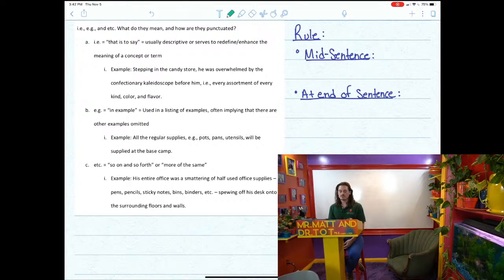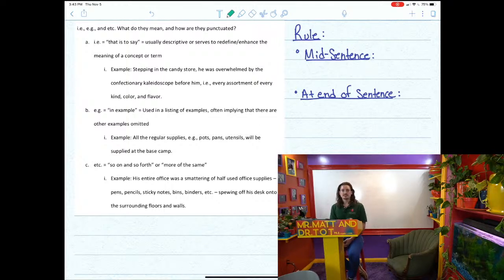I want to talk about the abbreviations i.e., e.g., and etc. So what do they mean and how are they punctuated? So i.e., a lot of students think that i.e. and e.g., first of all, mean the same thing or are interchangeable, when they're not. They do mean different things. And there's also a misconception that i.e. is an abbreviation for the English phrase "in example." And it's not. They're actually abbreviations for Latin phrases.